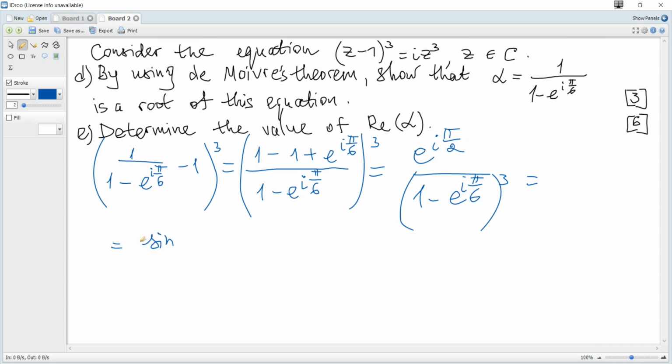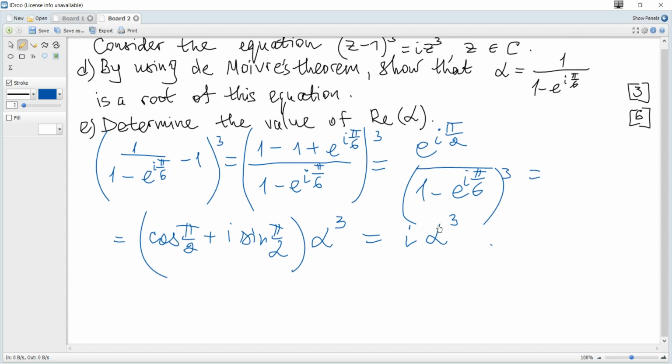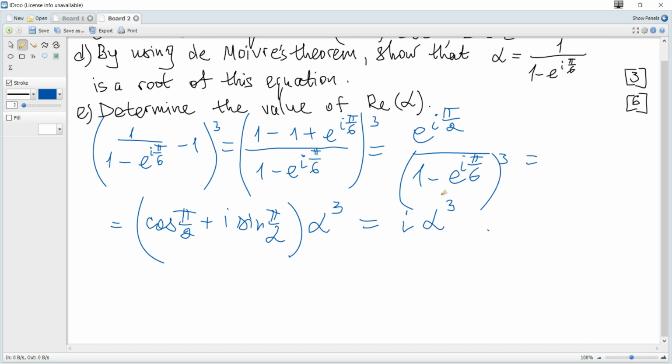and we can see that it's actually alpha cubed, and it's cosine pi over 2 plus i sine pi over 2 multiplied by alpha cubed, which is i alpha cubed as required. We can see it is equal to the right hand side if z is alpha. And determine the value of real part of alpha. So we should consider alpha.